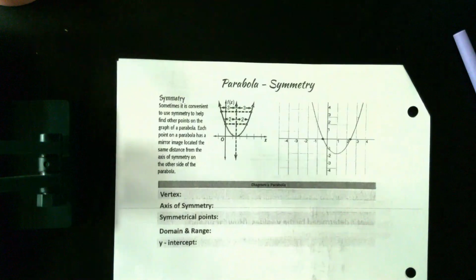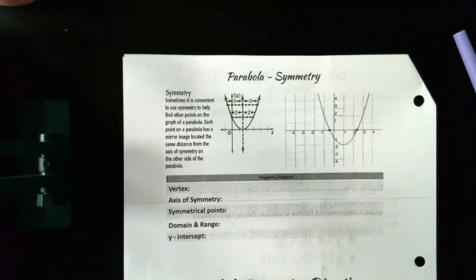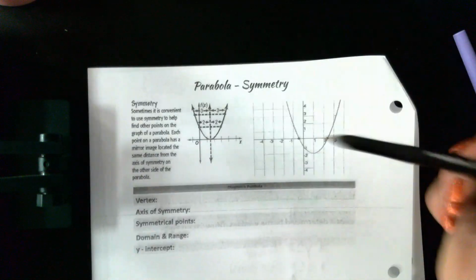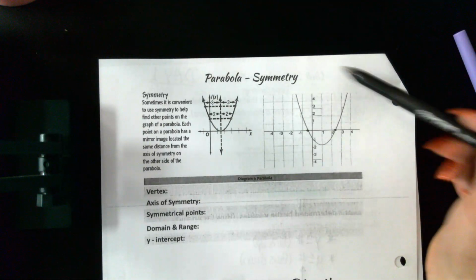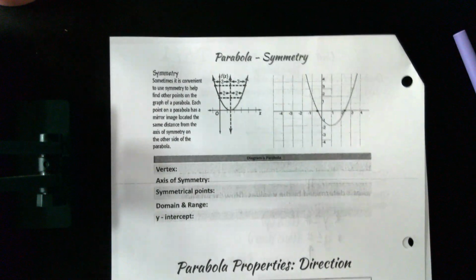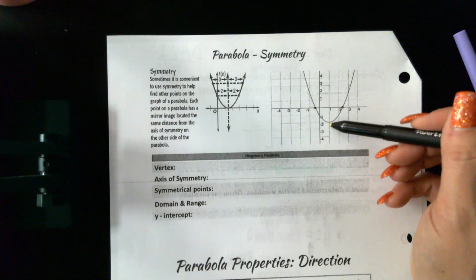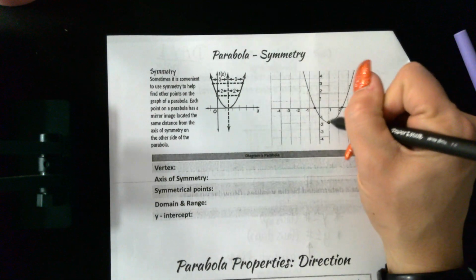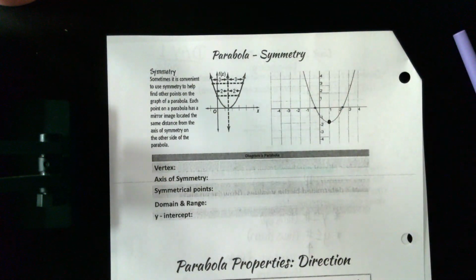Okay, so at the top of this page, there's an example right here. The one we're going to look at is this one over here. And what we're going to do, I'm going to draw in my vertex, like my vertex is going to be this low point. So if you guys could go ahead and just put a dot there.